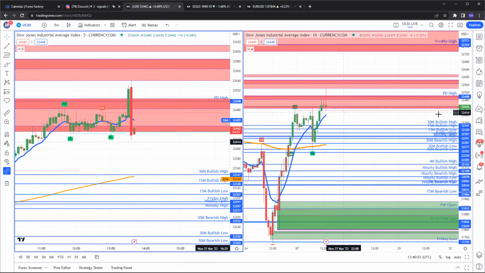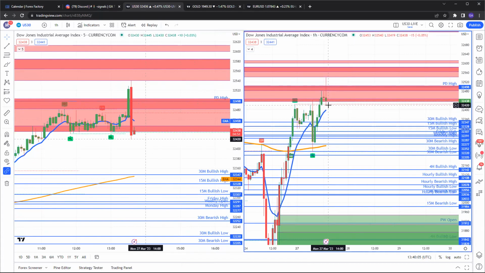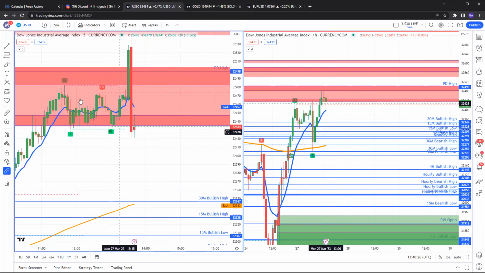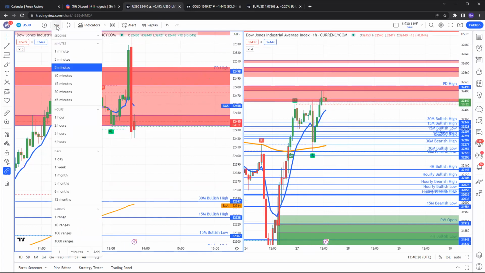We can see US 30 on the hourly is testing this structure right here, this higher high that it broke. But I do expect US 30 to come down and test the 9 EMA on the hourly. The 9 EMA is around 32,399. US 30 is rejecting from just below the 9 EMA, rejecting from this sell zone. So technically right here, we can have a sell.